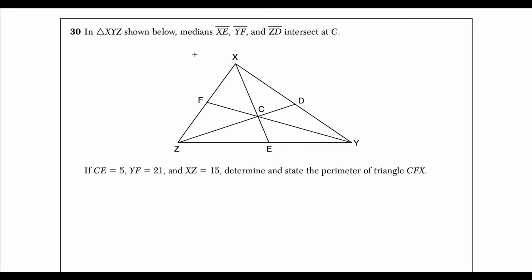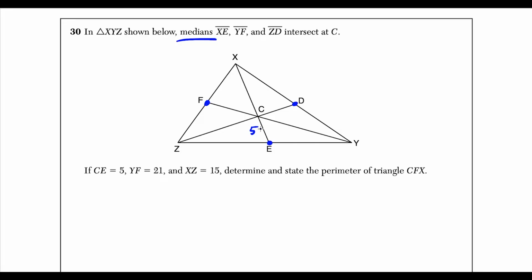Question 30, we have 3 intersecting medians, and just know a median goes from the vertex to the midpoint of the opposite side. So that means E, F, and D are all midpoints. And another thing to know about medians is that when they intersect each other, they cut each other into a ratio of 1 to 2. So let's label everything.